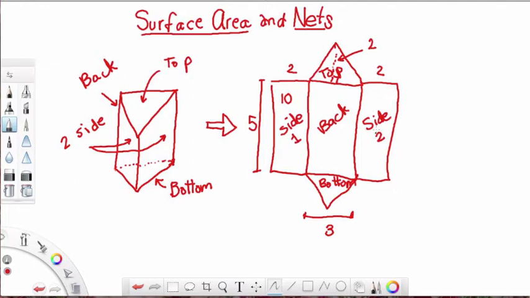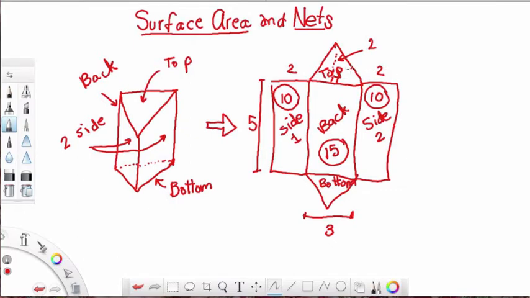This face over here that we're calling side 2 is matching. It's also 2 wide and 5 high. We can transfer this information all the way over here. So this is also a 10 squared unit rectangle. And this back face, which we can't see here, but when we unfold it we can see it, is a 3 by 5 rectangle, so it would be 15 units squared. So we got the area of that, that, and that over there.